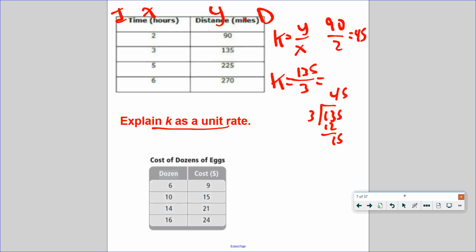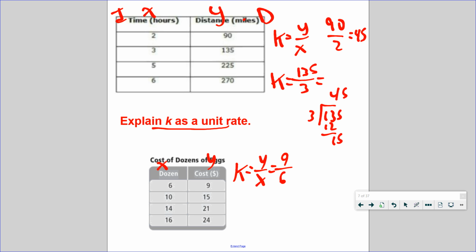Next one, cost of a dozen eggs. So this is X, this is Y. The cost depends on how many dozen eggs you buy. So K equal Y over X. So let's find the unit rate. What is the cost per dozen? So it is 9, 6.